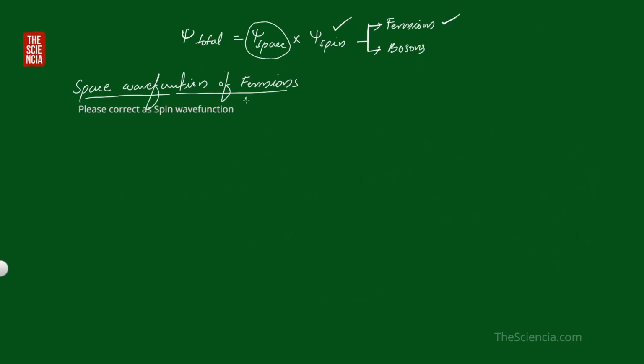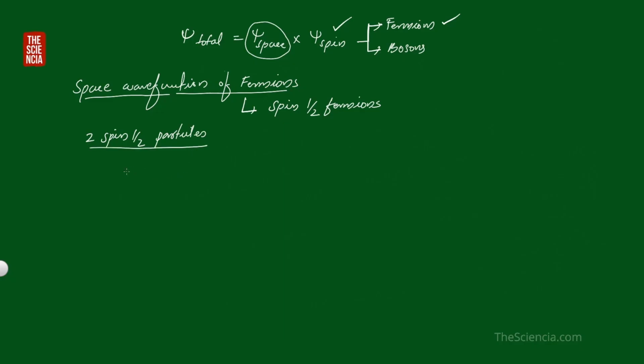And here our discussion is exclusively on spin half fermions, that is electrons. So let us consider two spin half fermions. The first particle has a certain spin, that is half, and the other particle also has spin half. So here there are two particles.